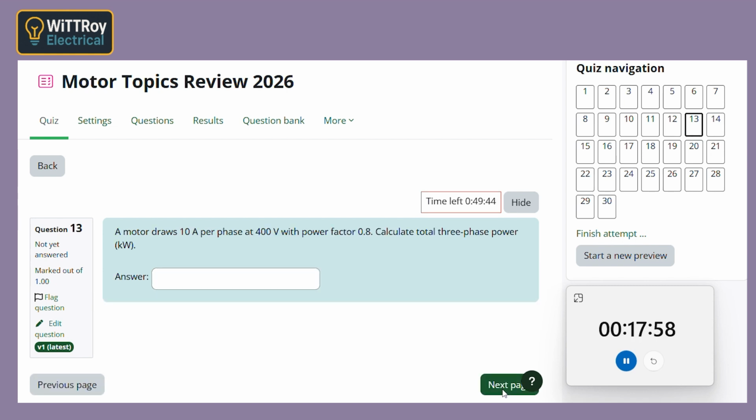Question 13. 3-phase power calculation. I forgot power factor. That's the key mistake. Real power depends on voltage, current, and power factor. For 3-phase, you also include root 3. So if I leave out power factor, I get the wrong answer. Exactly. That's one of the most common calculation errors.